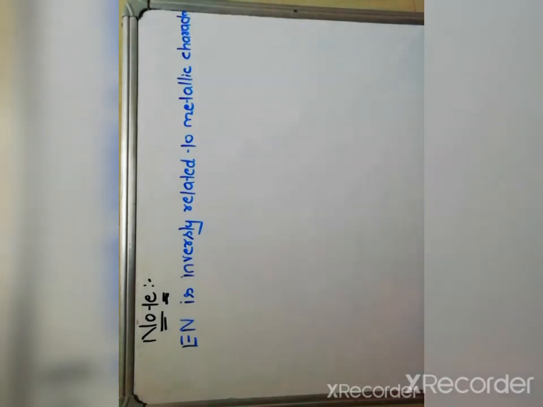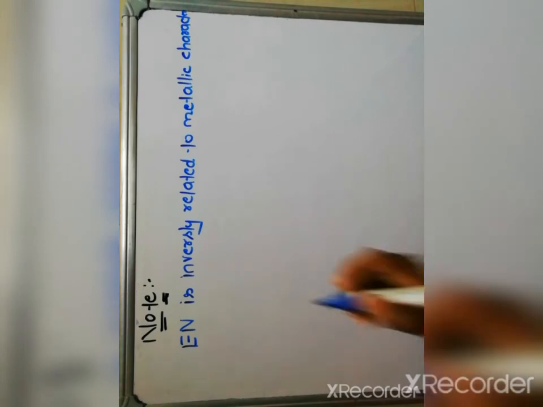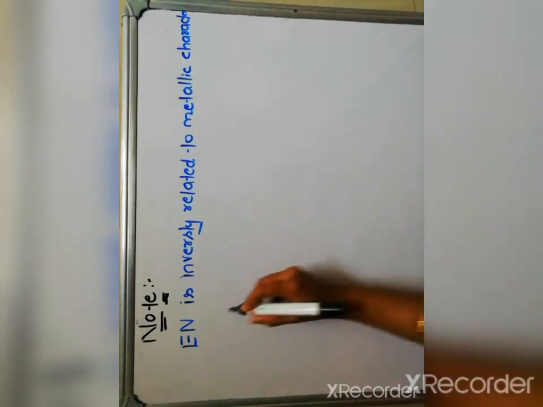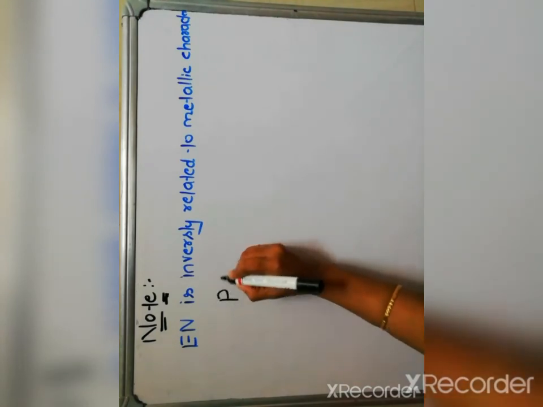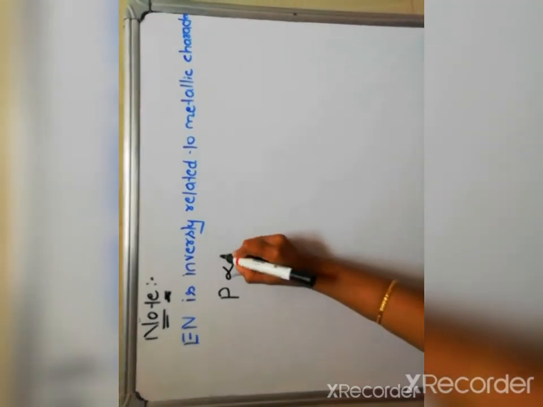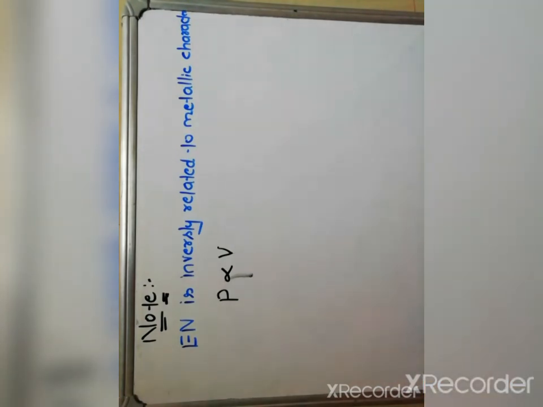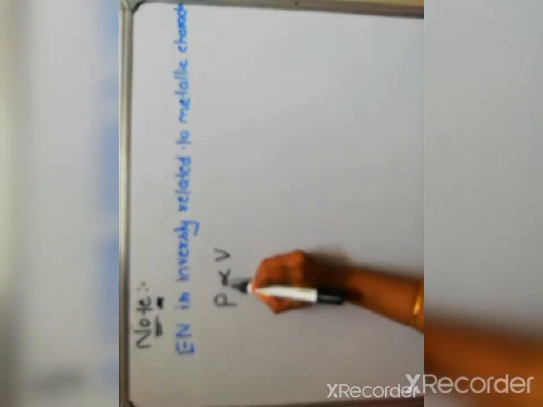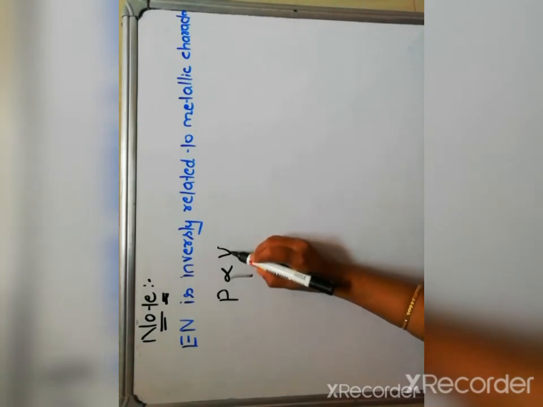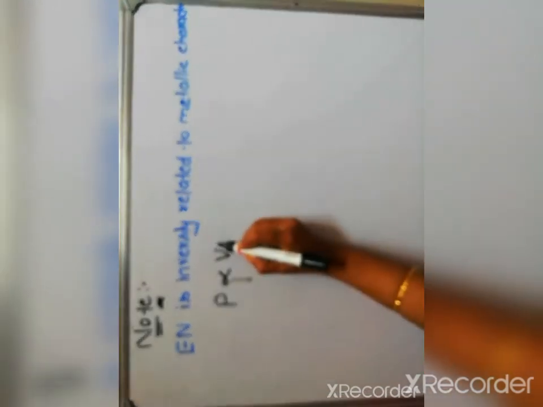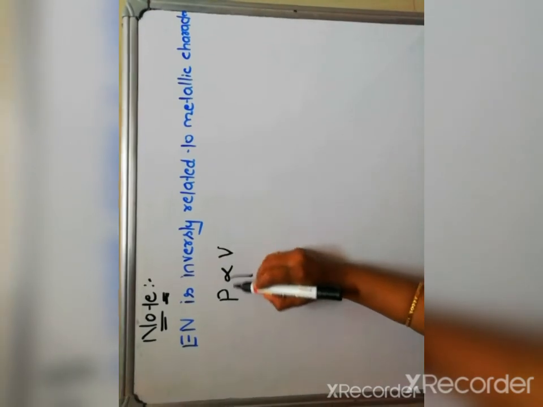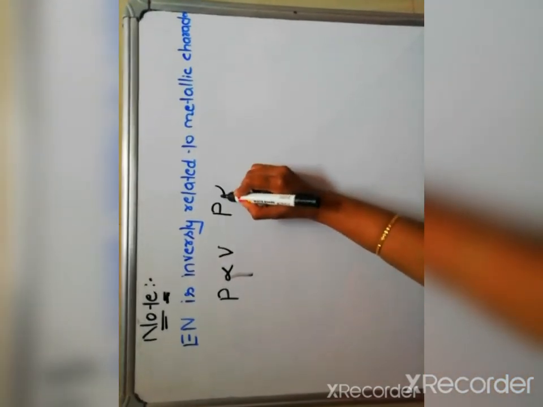Okay. So here, what do you mean by that inversely related to metallic character? So I wrote the term electronegativity is inversely related to metallic character. I think you all know that. If I write like this, P is pressure, V is volume. So what does this indicate? This indicates that pressure is directly proportional to volume, right? So P is directly proportional to volume. If pressure increases, volume increases. That is how we say it.